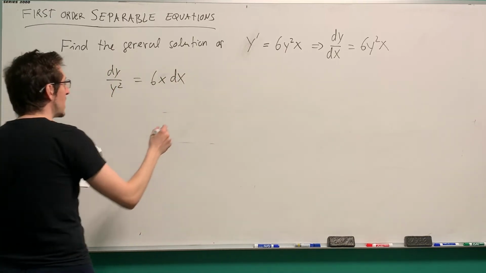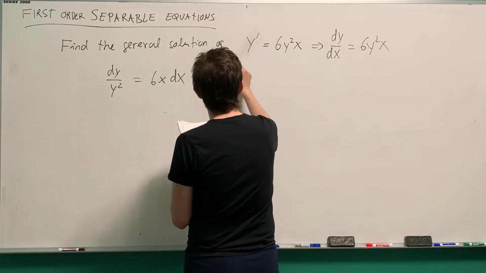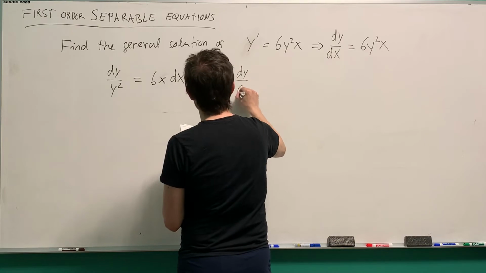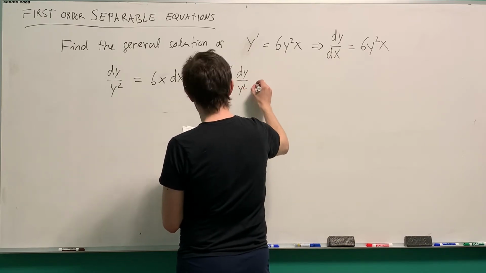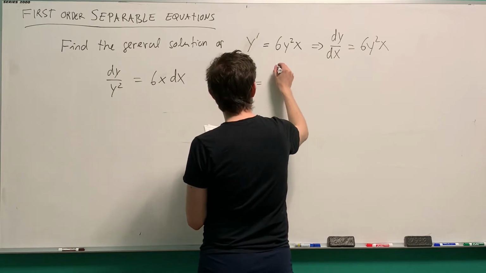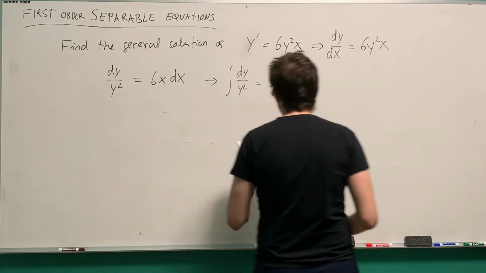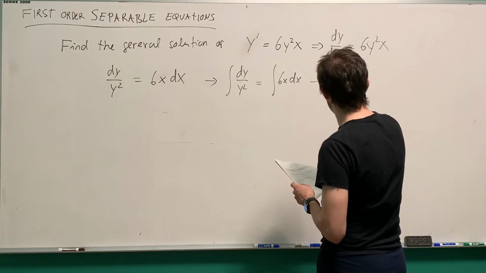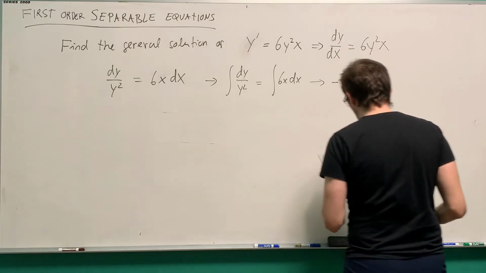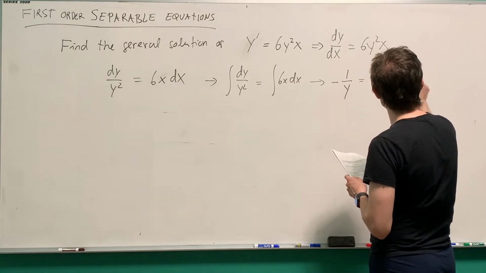All right, we integrate both sides, you know what I mean, right? We integrate both sides, and we get the integral of dy over y squared equals the integral of 6x dx. Well, that's very easy. On the left hand side, the integral is minus 1 over y, and on the right hand side is 3x squared plus a constant.